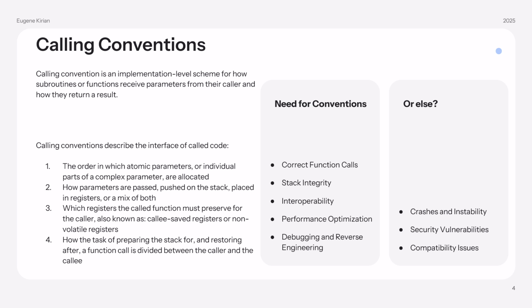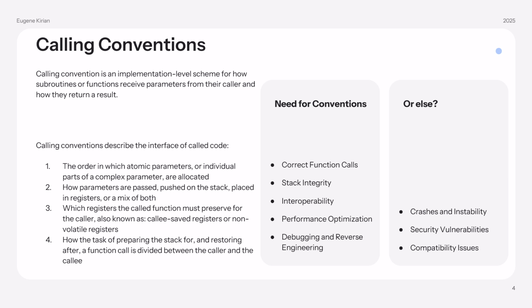But why do we need these calling conventions? Well, without them, we'd be facing a world of problems. Imagine a scenario where every function call was a wild west of parameter passing and stack management. We would see crashes and instability, security vulnerabilities would be rampant, and compatibility issues would be the norm. Calling conventions bring order to this chaos. They ensure correct function calls, maintain stack integrity, enable interoperability between different code modules, and even allow for performance optimization.